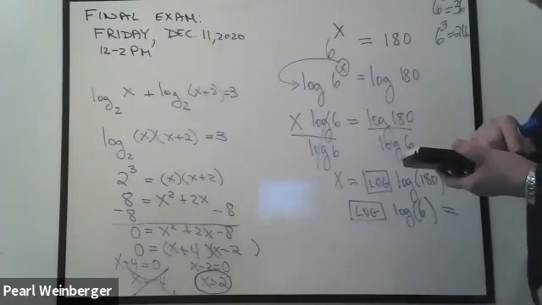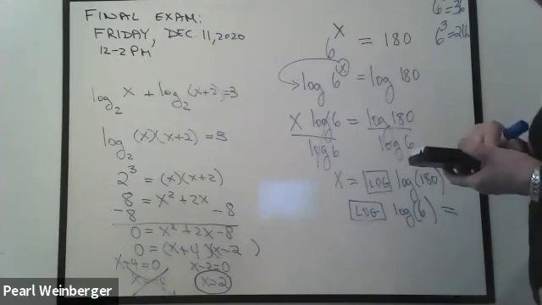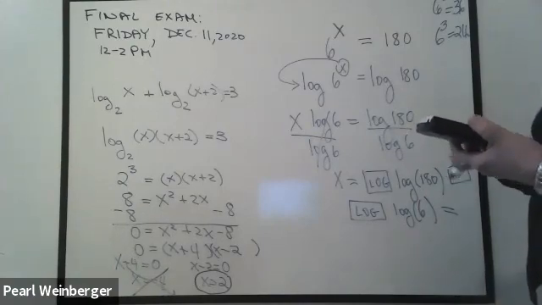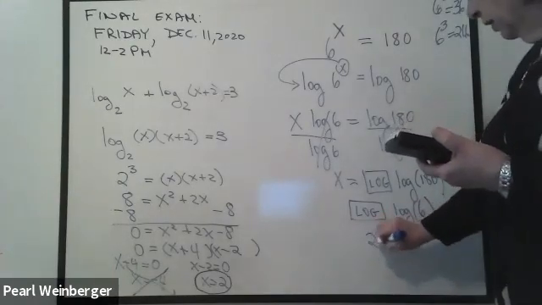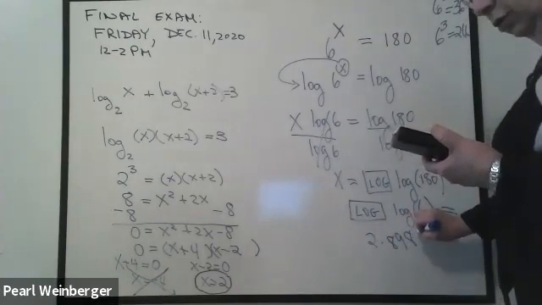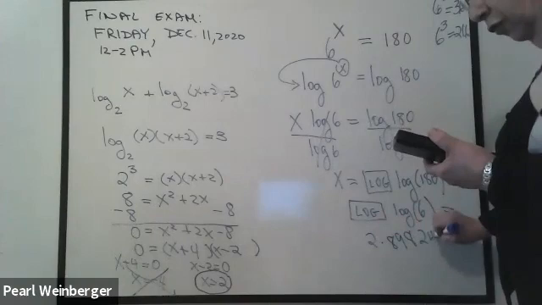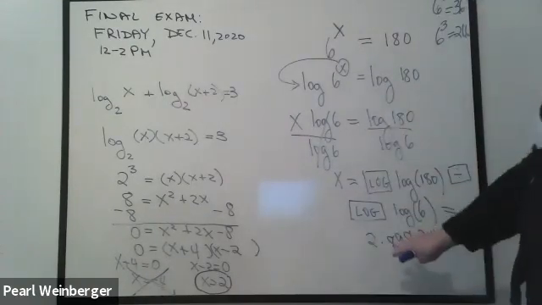Log 180, close parentheses, divide log 6, close parentheses, enter, and I'm getting something that looks like this: 2.898244402. I'm getting a long decimal.